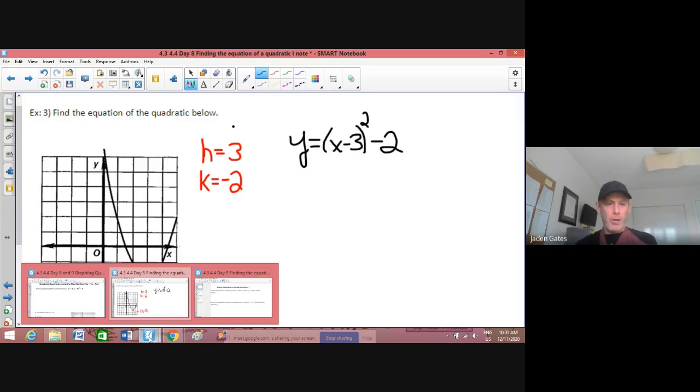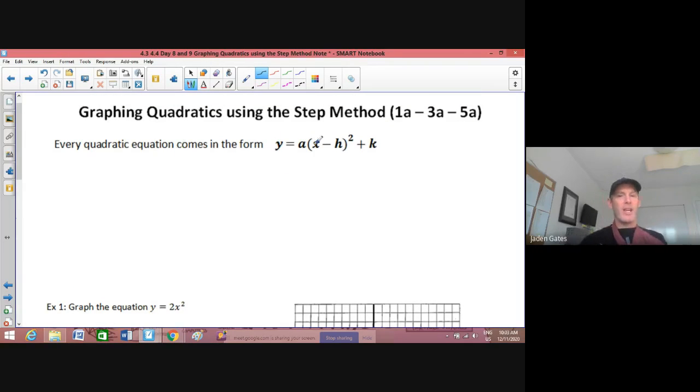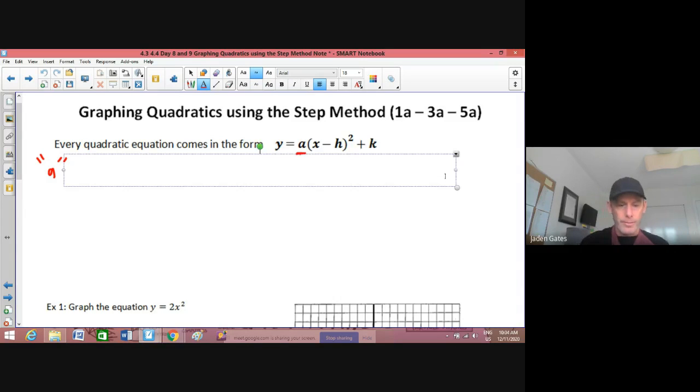Now, things are going to step up here a little bit. I kind of lied a little bit, in that there's another letter we have to worry about in front. That's the a value. So the quadratic equation really comes in the form y equals a times (x minus h) squared plus k. Now, we've already dealt with h and k, the left and right. But the a value does two things. A controls the shape of a parabola.